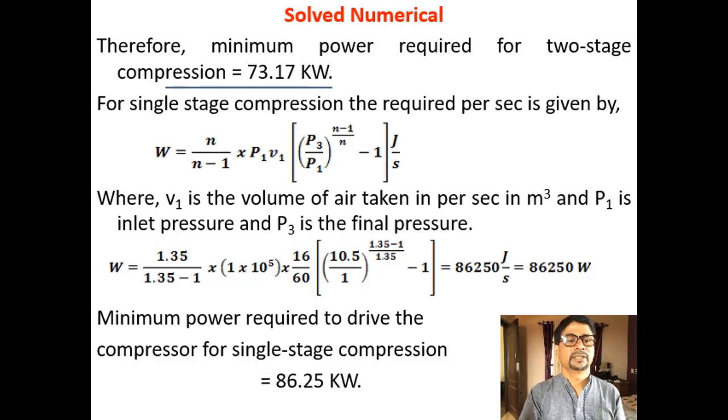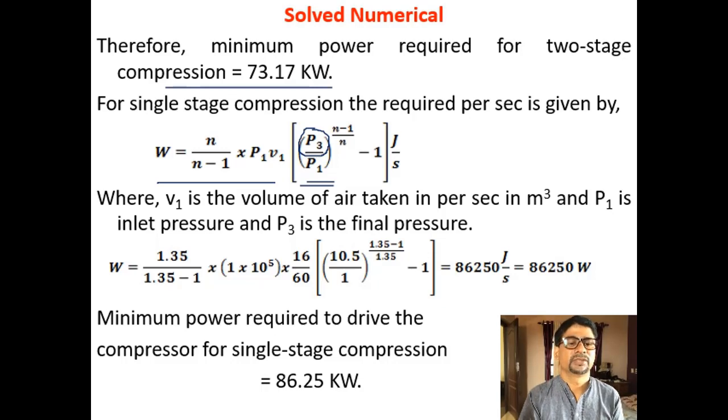For single stage compression, the work required per second is given by W is equal to n by n minus 1 P1 V1. You can see here it is P3 by P1 now. Though in the PV diagram I have written it as 1 to 2, the final pressure you have to take as P3 because of the same notation. So it has to be compressed from P1 to P3 directly in a single stage. Though it is written as 2 in the PV diagram, you consider it as 3. So it is almost the same formula. Only the pressure ratio is different.